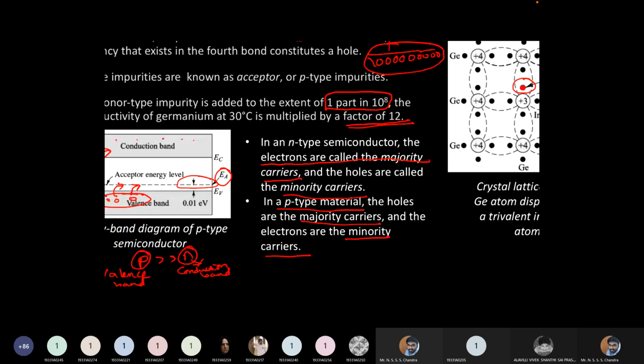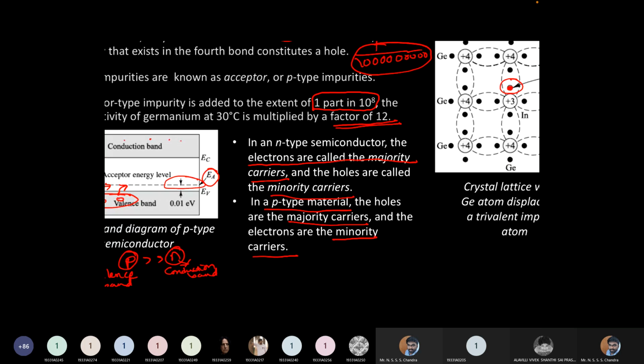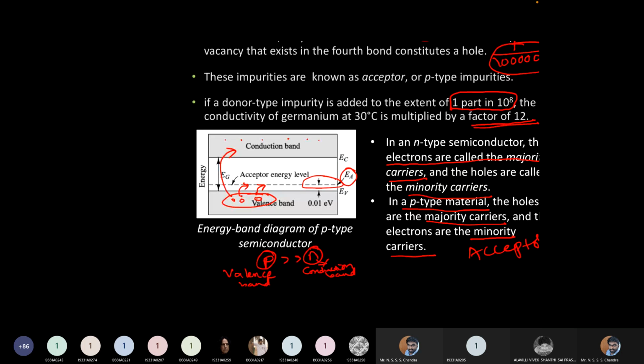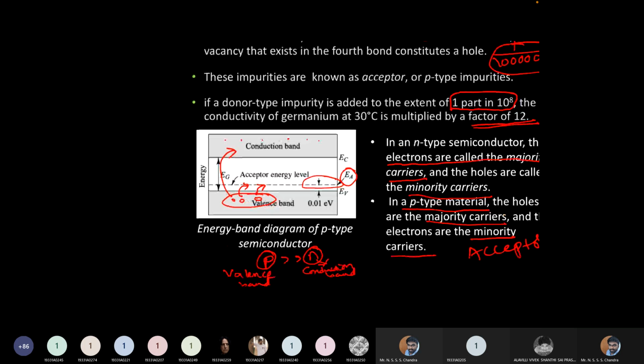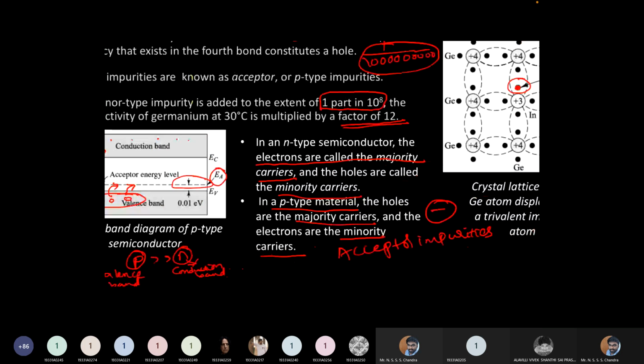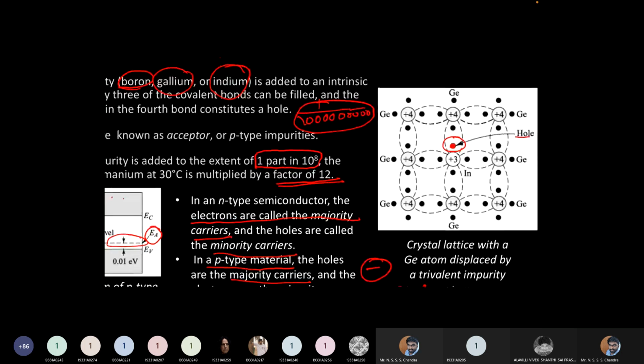Because these ions accept electrons from the germanium atoms, they are called acceptor impurities. Because they accept the electron, acceptor ions become negatively charged upon receiving the electron, whereas donor atoms become positively charged upon donating the electron. That's the major difference between these two.